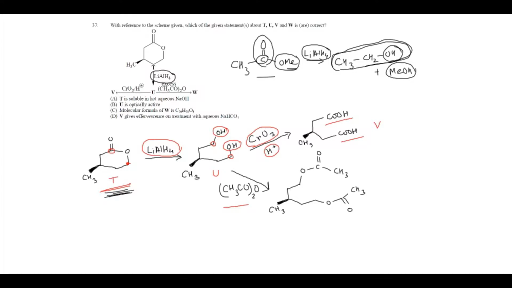So we have some hydroxide group. Whenever a hydroxide group reacts with acetic anhydride, it will form the corresponding ester, the acetate ester. So CH3 C double bond O is going to attach with the OH group. So 2 OH groups are there, so 2 CH3 C double bond O groups will attach with the 2 OH groups. So a diester will form. So this is our W.